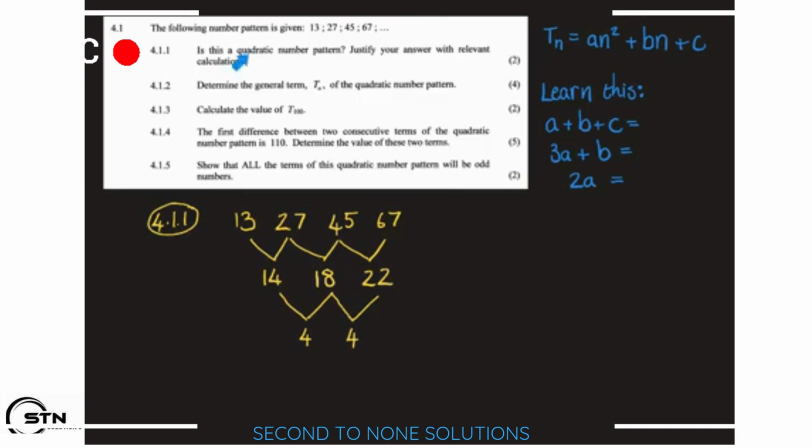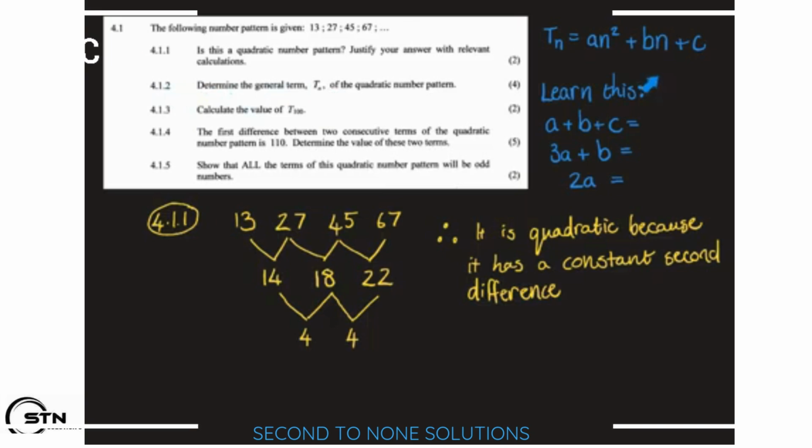And that is the defining characteristic of a quadratic number pattern, that there is a constant second difference of 4. So we would say, constant second difference at least. Therefore, it is quadratic because it has a constant second difference.